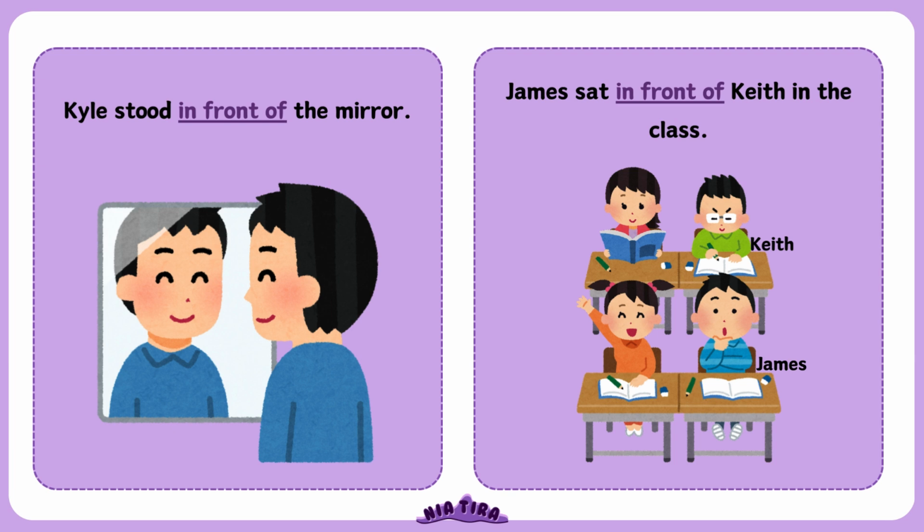Kyle stood in front of the mirror. The preposition in front of indicates the position of Kyle relative to the mirror. In this sentence, it means that Kyle positioned himself so that the mirror is directly ahead of him, possibly facing it or standing close to it. James sat in front of Keith in the class. In this sentence, the preposition in front of indicates the spatial relationship between James and Keith. Specifically, it means that James was positioned ahead of Keith within the classroom setting.